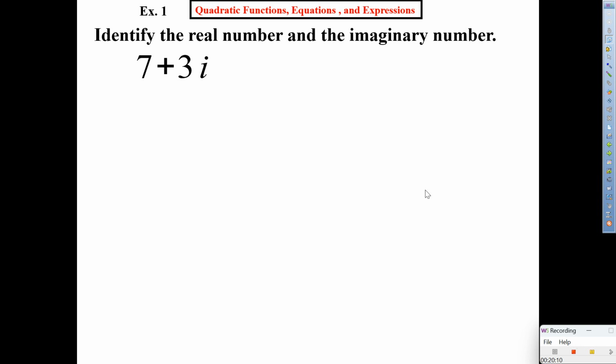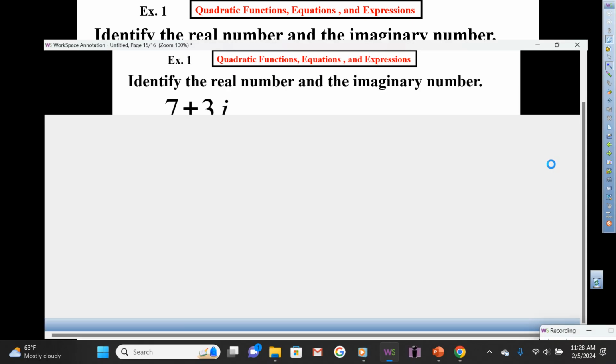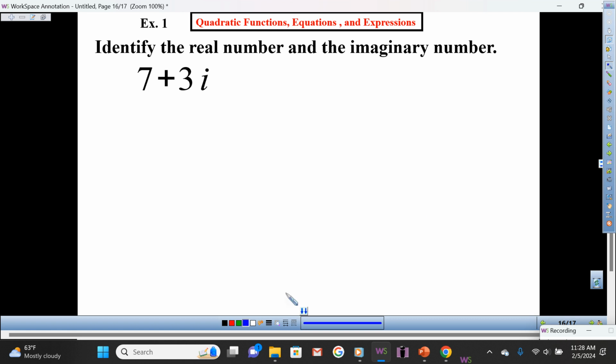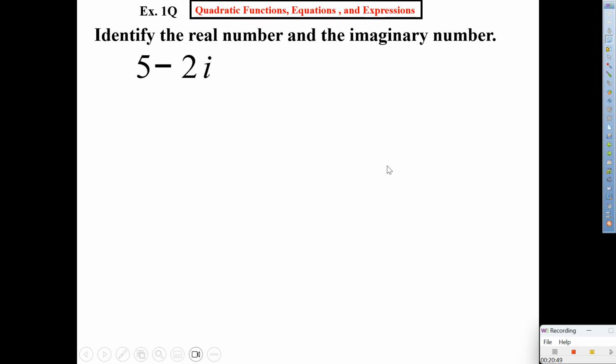So, Clarissa, pass it to someone. Bree, real number. 7. Imaginary. 3i. That is correct. Hands up if you got that. All right. Next one. Don't copy that one. Let me send that to your screen. Label the real and label the imaginary on the screen.